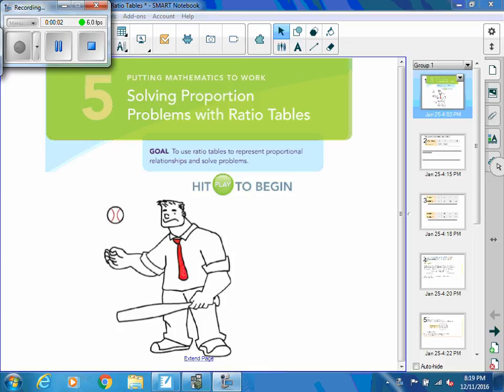All right, today's lesson is going to be on solving proportion problems with ratio tables. Just a reminder, when you're watching this video, if at any time you need to, pause it and rewind or hear something over again, please feel free to do that as you're going through here.